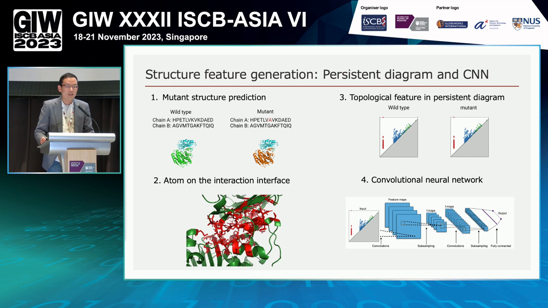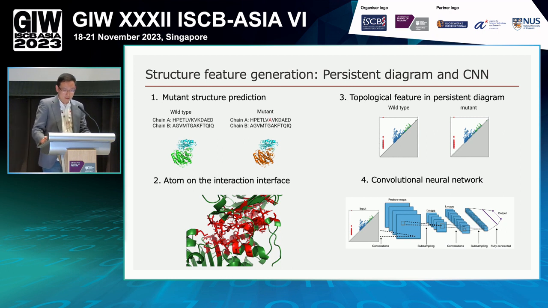So the structure feature generation can be divided into 4 steps. In the dataset, only the wild type structure is given. So at first we predict the mutant structure from the wild type, and then we create the point cloud of atoms on the interaction interface, and then we generate a topological feature of the atoms at the interaction interface.